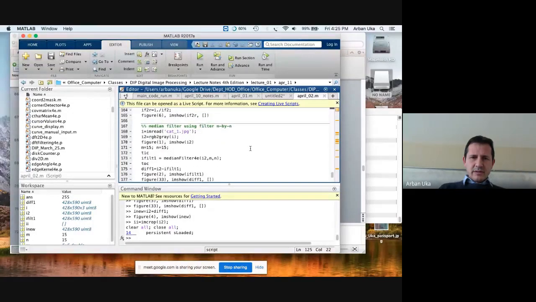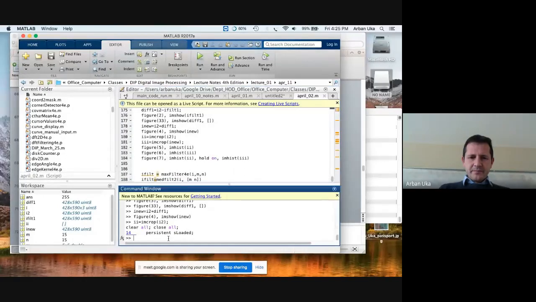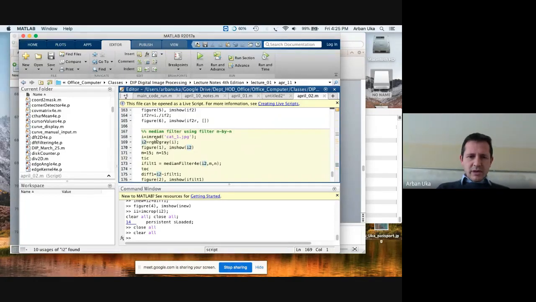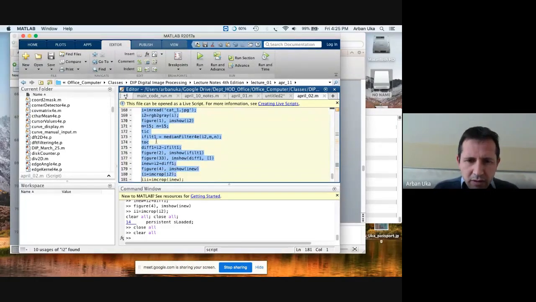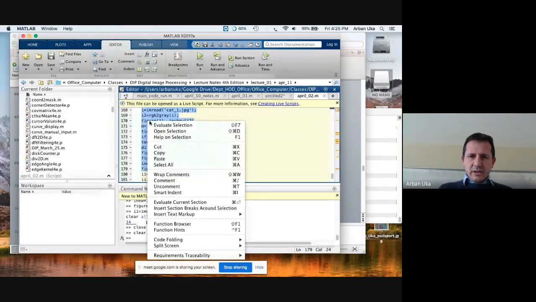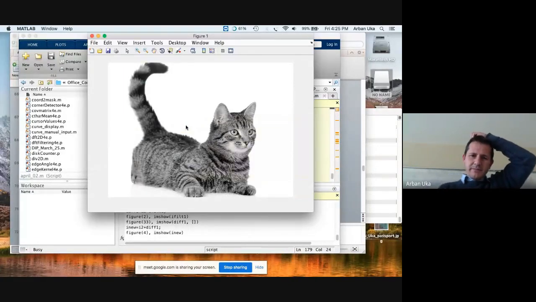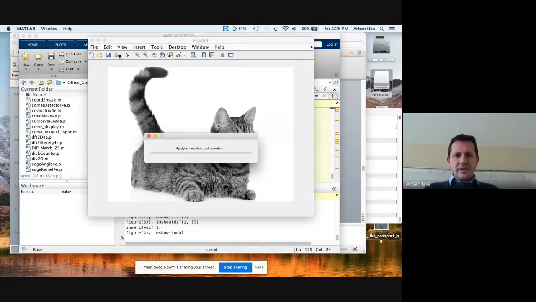So let's go back, and let's think up to this part. Sorry, it will take 23 seconds to calculate the convolution, apply the neighborhood operation. It was 23 seconds the previous time. Let's see how much it's going to take this time.